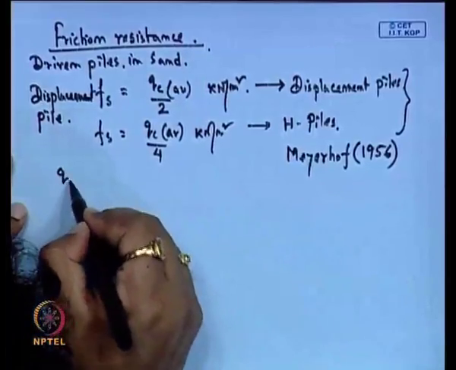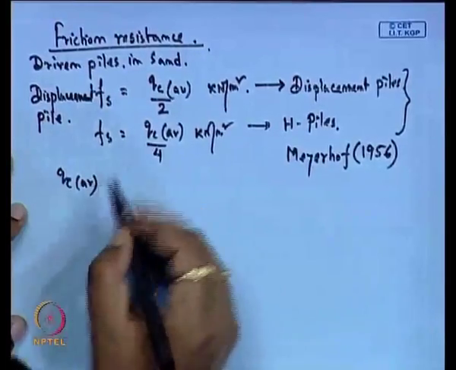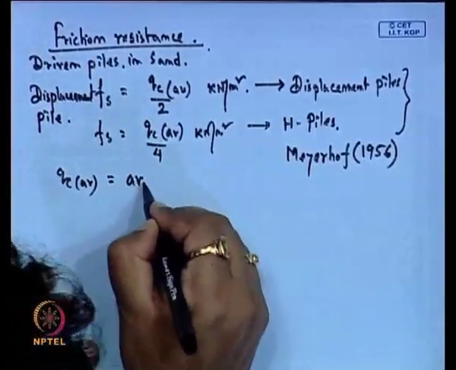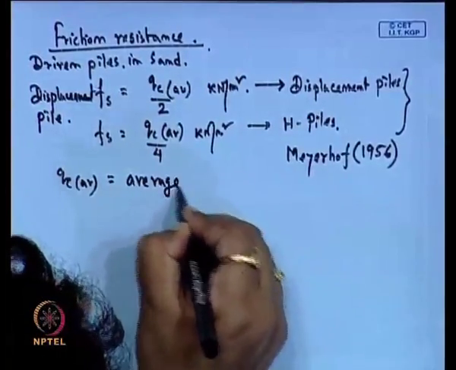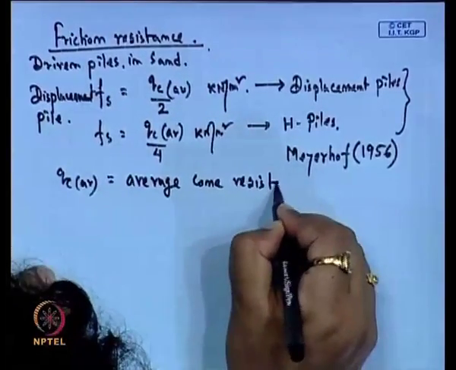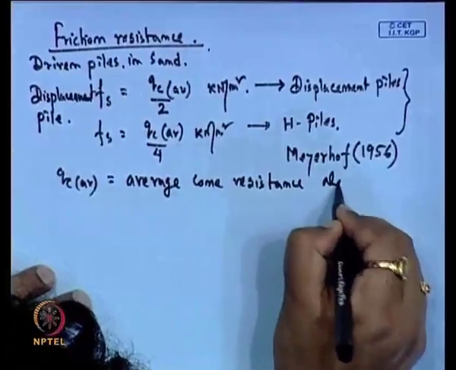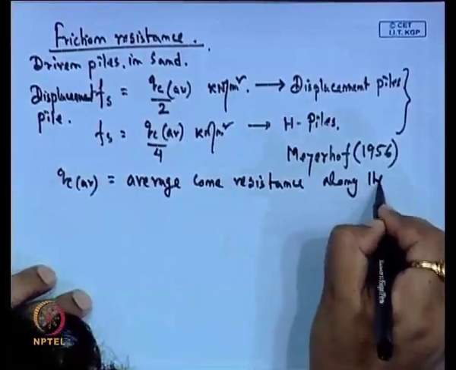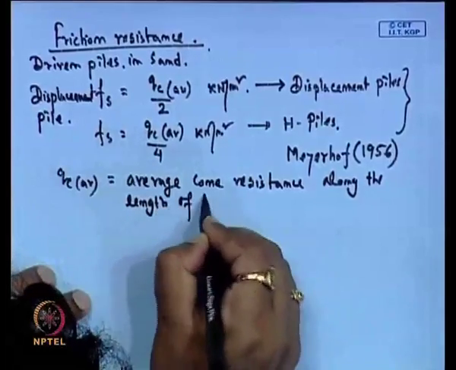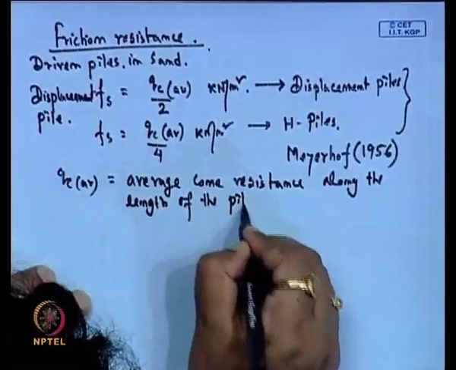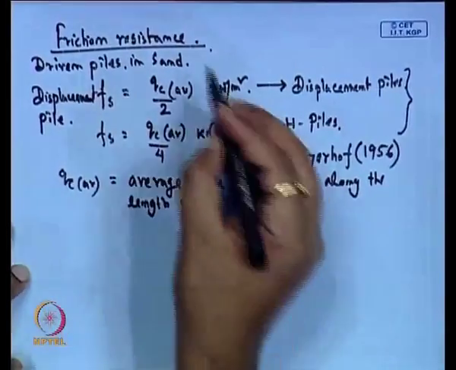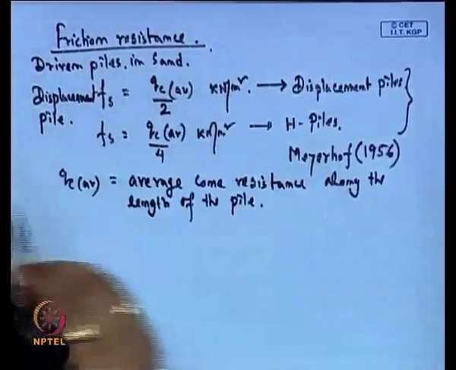Now, q_c average is the average cone resistance along the length of the pile. Similarly, this is in terms of cone resistance.